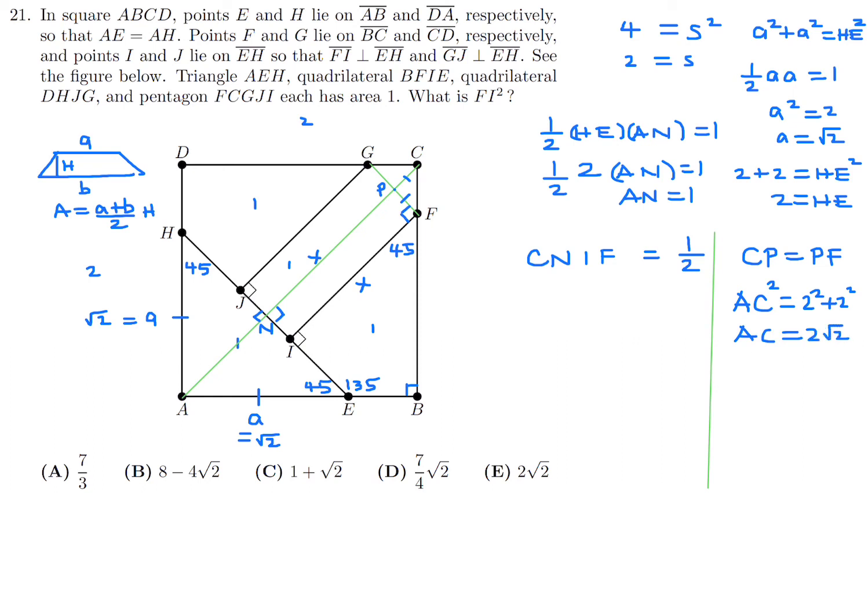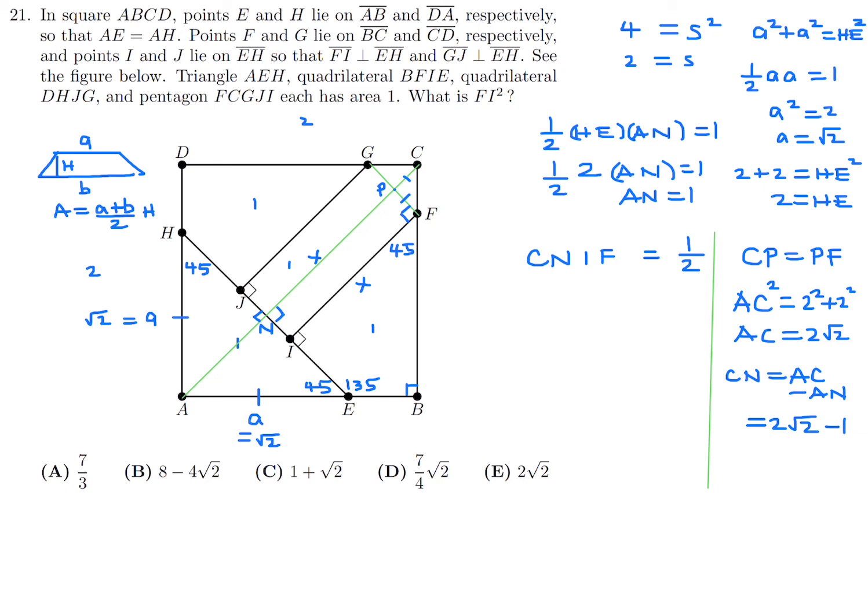Okay, simple enough. And then now I can figure out CN. CN is AC minus this distance, AN. And both of those we know. A all the way to C we just figured out was 2 root 2. And AN we had previously figured out was 1. So CN is 2 root 2 minus 1.